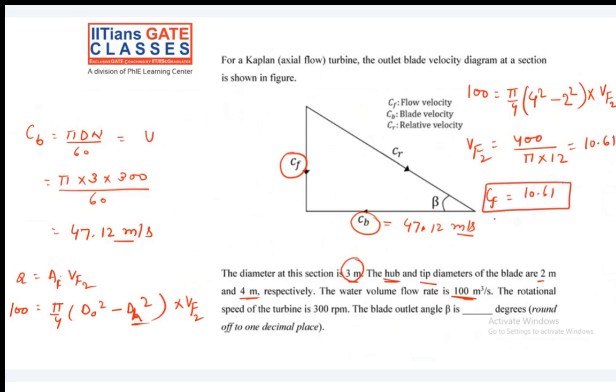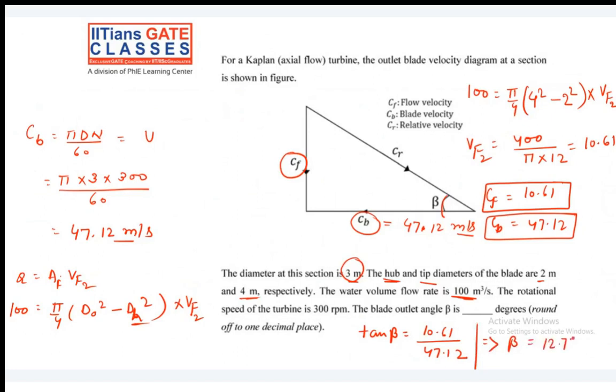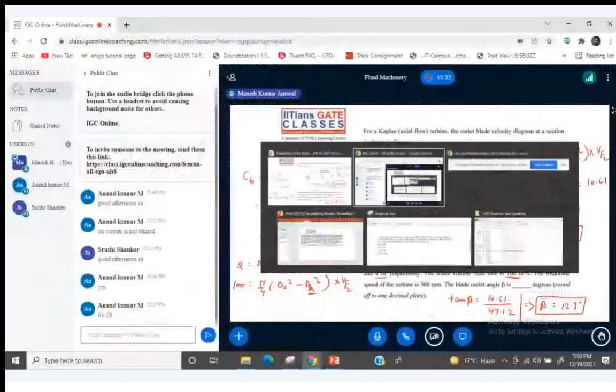Now I know CB. So can we use tan of this angle? Tan beta is equal to what? CF upon CB. So CF is anyway 10.61 divided by 47.12. This value will get you beta, and from this we'll get that beta is equal to 12.7 degree. Simple.